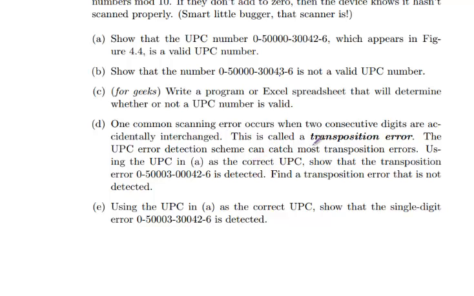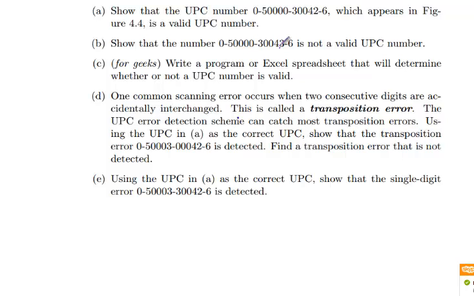This problem talks about transposition error. For instance, sometimes the scanner may get the numbers wrong. Instead of scanning 30043-6, it might scan 30034-6. Now you want to avoid a misscan, so it turns out that if the scanner does read 30034-6, that's not a valid UPC, and the scanner will try again. It will know that there's something wrong with the scan. So most transposition errors, when the two digits are interchanged, are detected, but there are some cases where they're not detected.